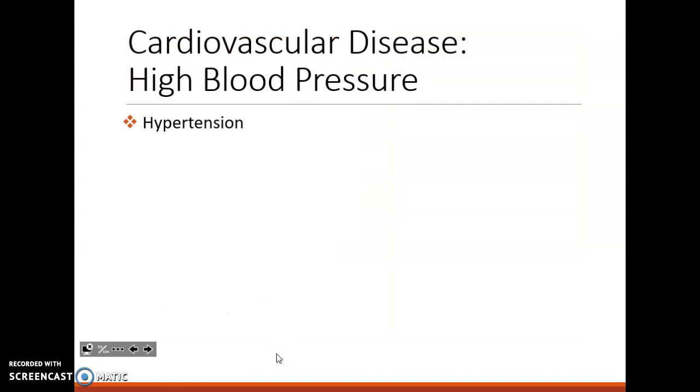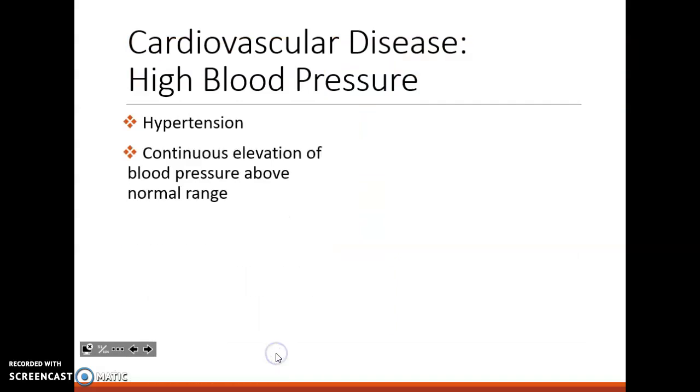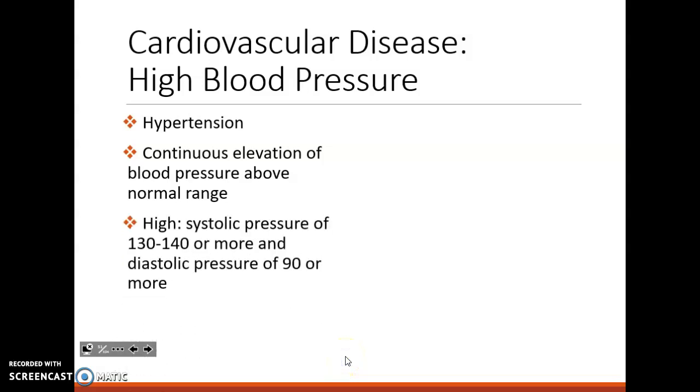Another disorder is high blood pressure. So high blood pressure is the continuous elevation of blood pressure above the normal range, and this is 130 to 140 or more, or your diastolic is 90 or more.